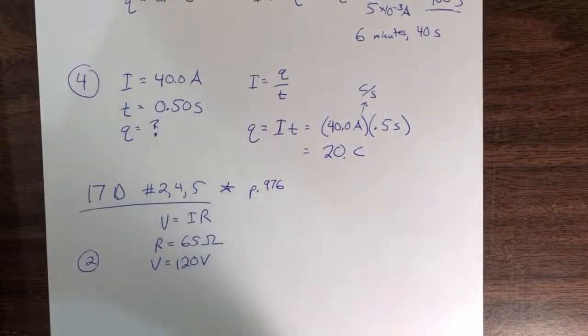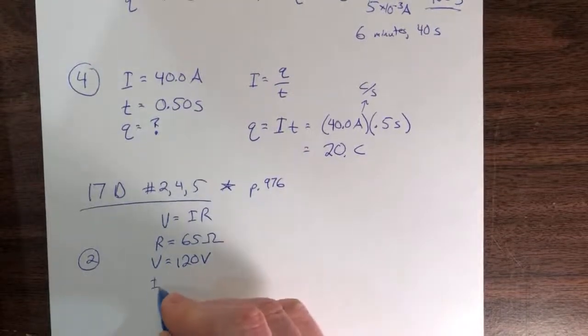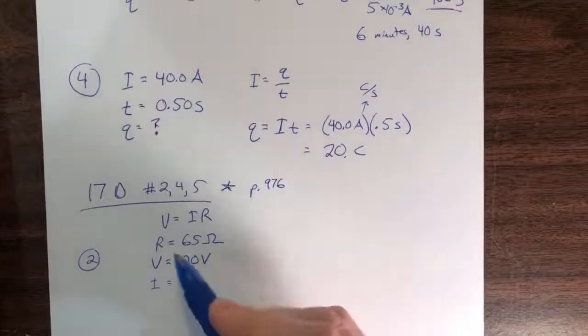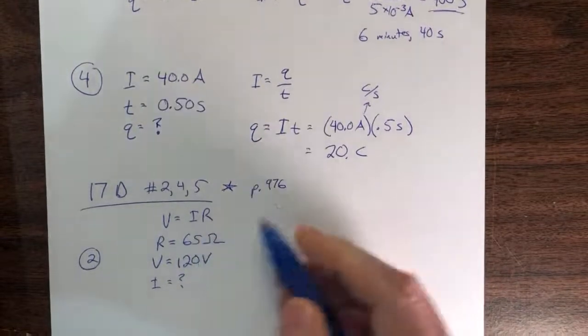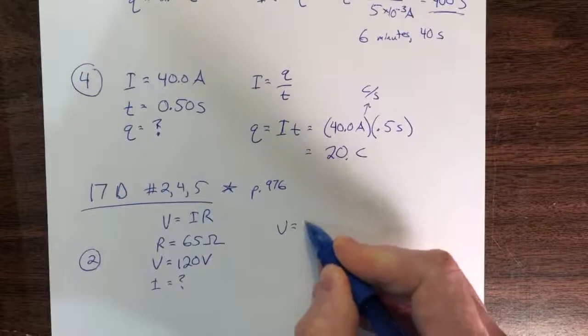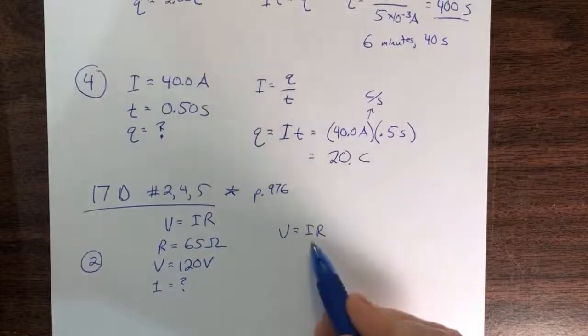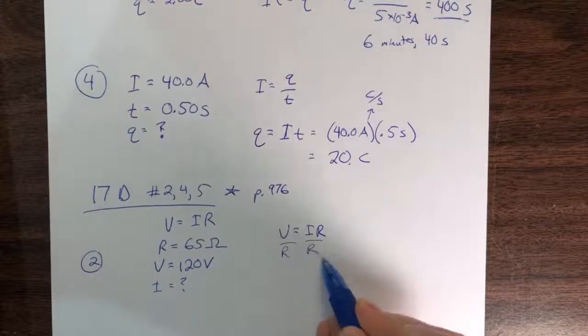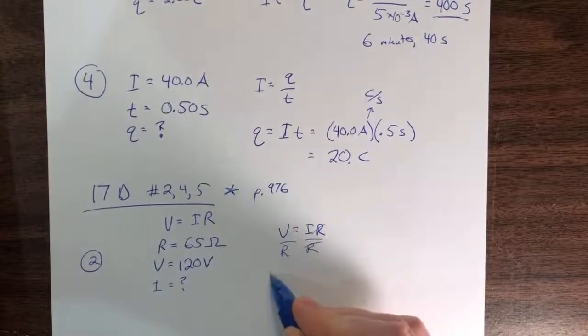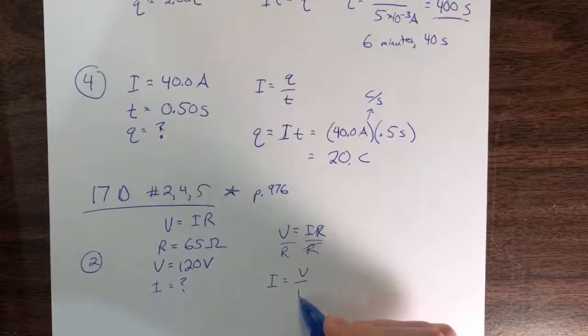What is the current in this device? So we're solving for I. V equals IR, so if we're solving for I, we're going to divide both sides of the equation by R. That's going to get us I equals V over R.